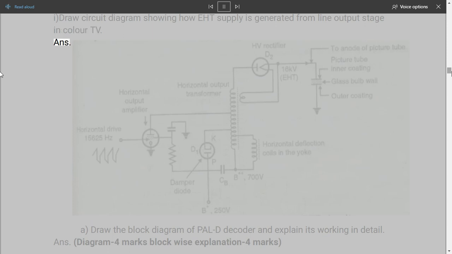A. Draw the block diagram of the PAL-D decoder and explain its working in detail. Answer: diagram 4 marks, block-wise explanation 4 marks.